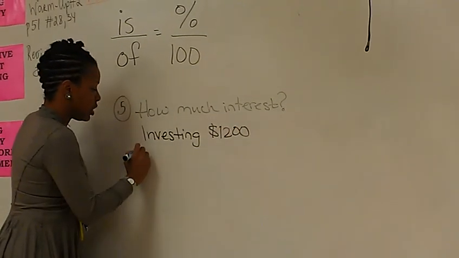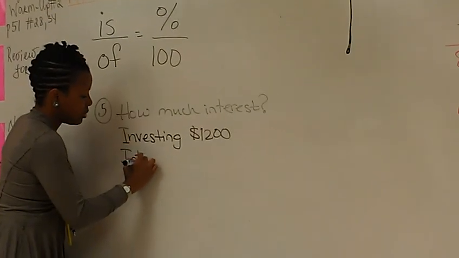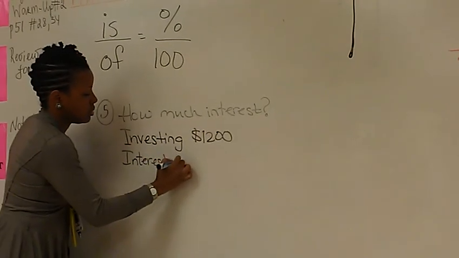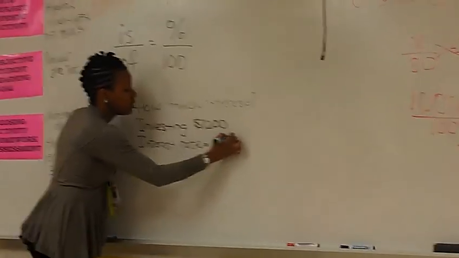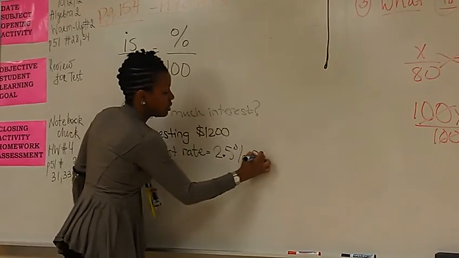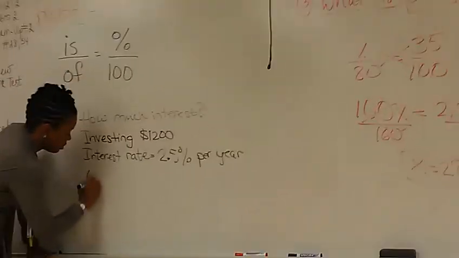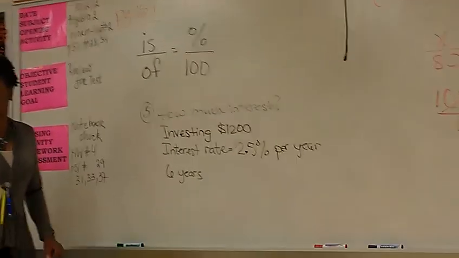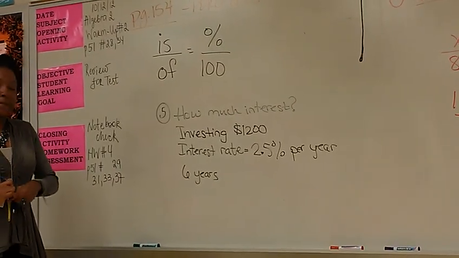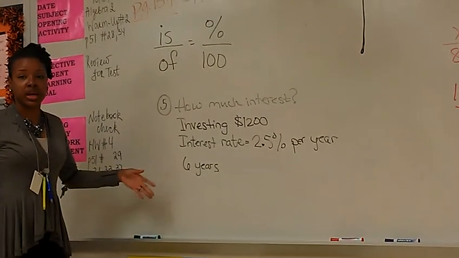The interest rate is how much? 2.5%. 2.5% per year? Yeah. Okay. 6 years. And for 6 years. So that's all your key information. Is that the end of the question? Yeah. Okay. So this is their key information, right?